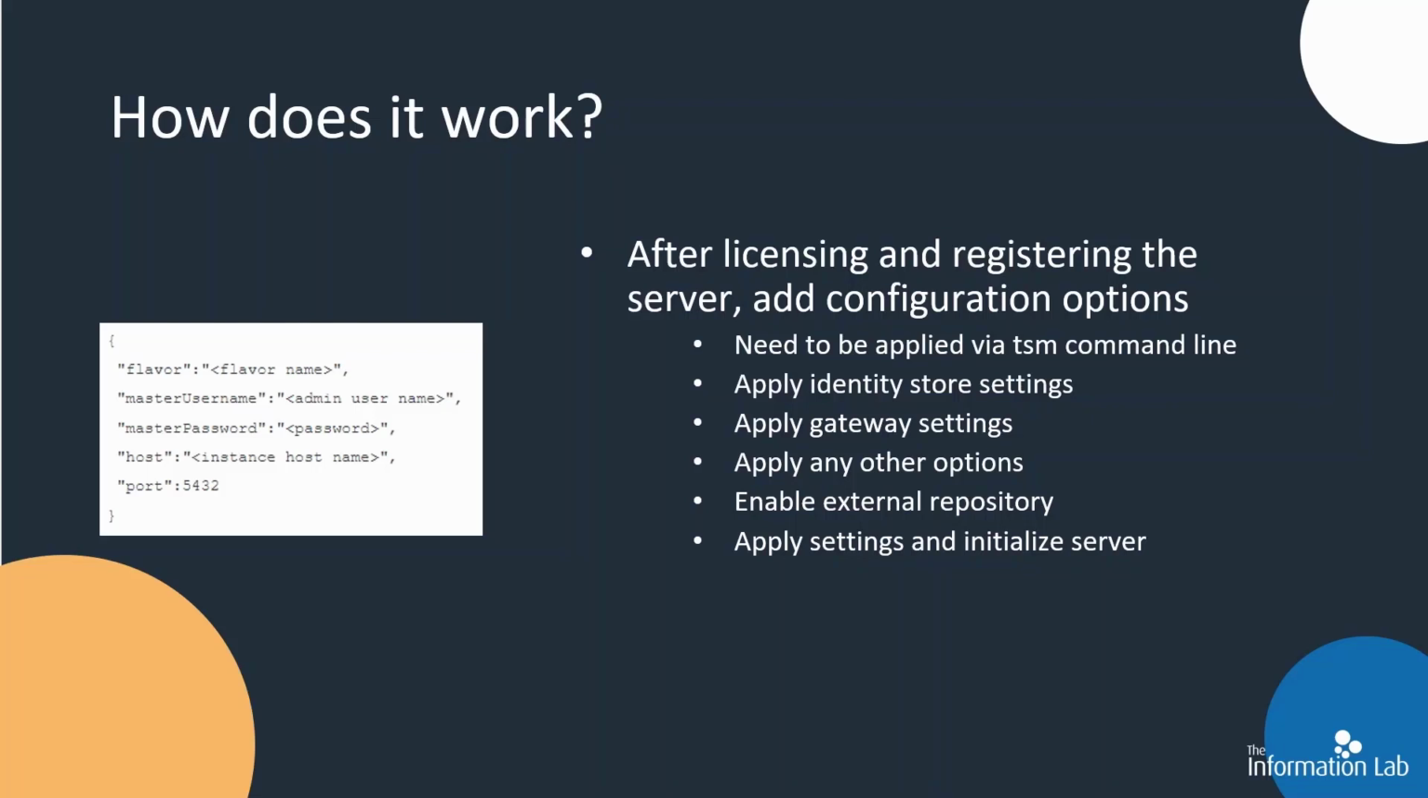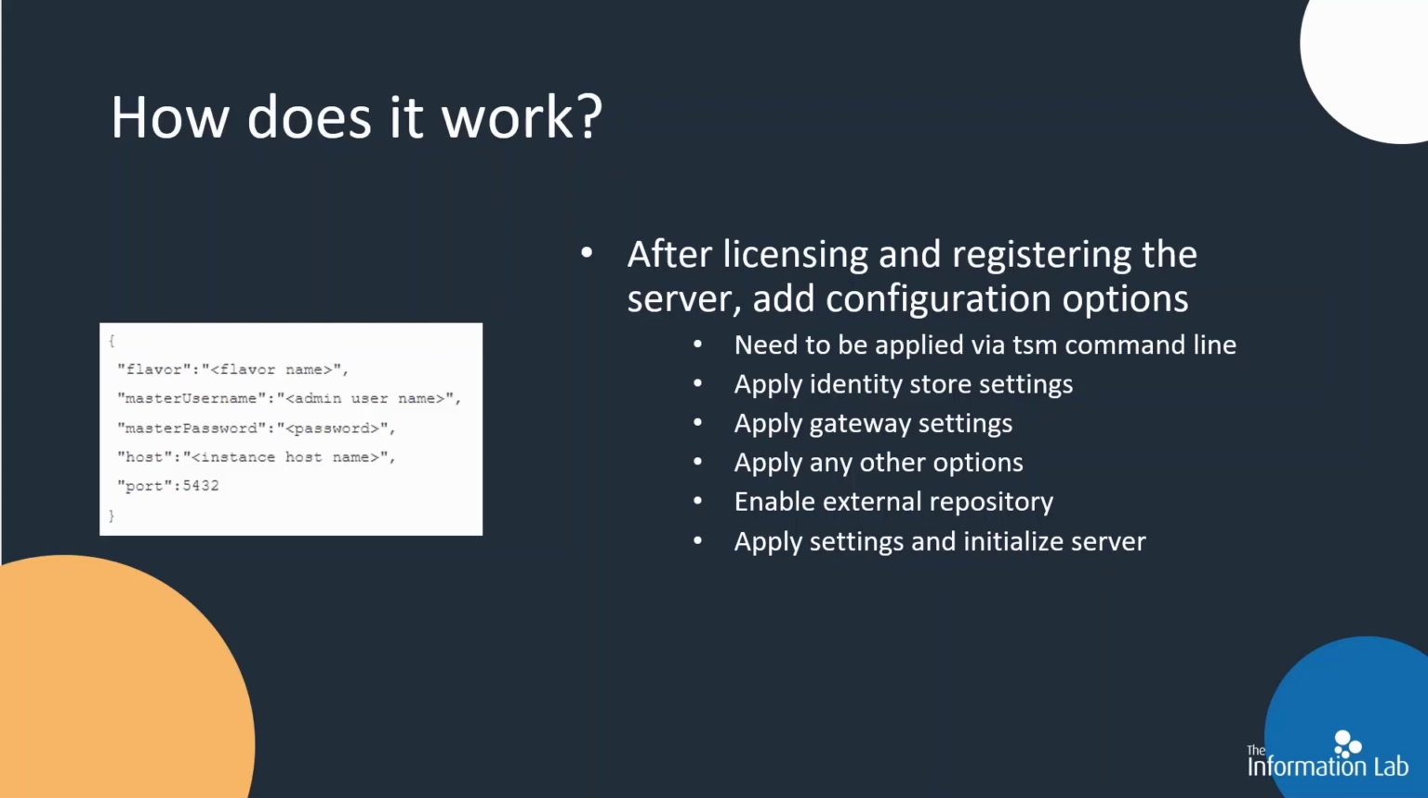After that, you get a page where you're going to put in your identity store settings, your gateway settings, and any other options that you need. And then in here, we have to take a step away from using the web interface if you're installing on a Windows server. If you're installing on Ubuntu or Linux, you have to do it all through the command line anyway, but the only way to set up an external repository is through the command line. So we have to use tsm commands to import some settings to set up the external repository.